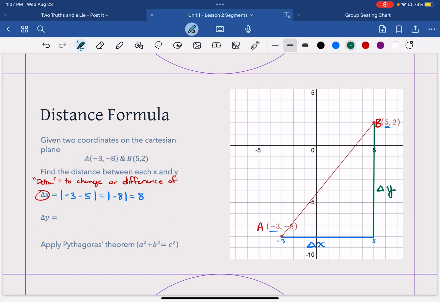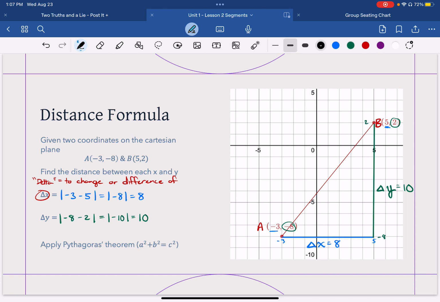Now let's take a look at the y values. We start at -8 and we go up to 2. So we have -8 minus 2, which equals -10. But we're taking the absolute value, so the distance is going to be 10. So let's say that the change of x is equal to 8, the change of y is equal to 10.